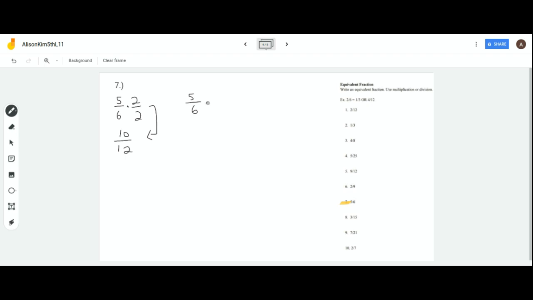Now let's try times 3. 5 times 3 is 15, right? So that's going to be your numerator. 6 times 3 is 18, so that's going to be your denominator. And as you can see, when you take out 3 from 15 and 18, you just get 5/6 once again. So for equivalent fractions, you can multiply by any number except 1 and 0, because when you multiply both top and bottom by the same number, you should get your original form when you simplify.